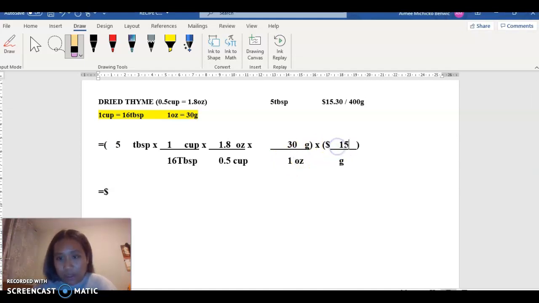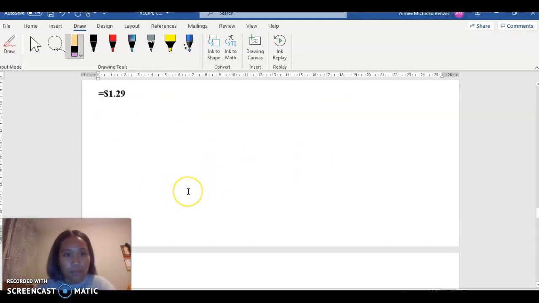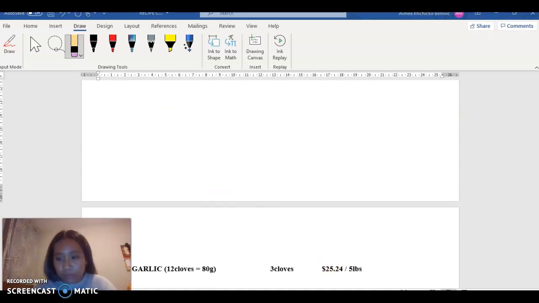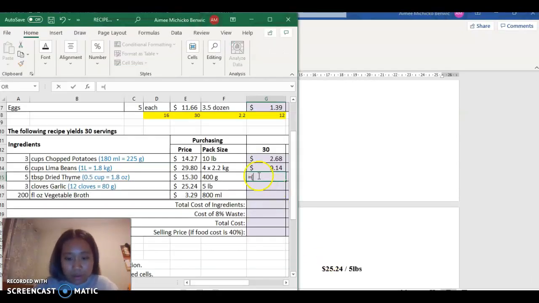and just copy the price of $15.30 per 400 grams. After computing all of that, that gives us $1.29 for dried thyme. Then we have to plug them into Excel.